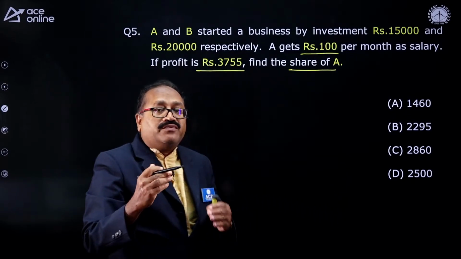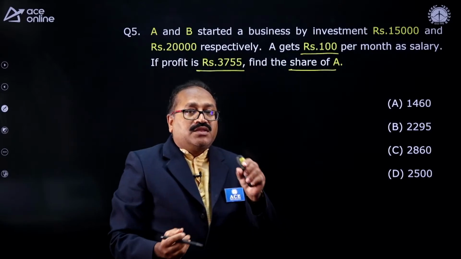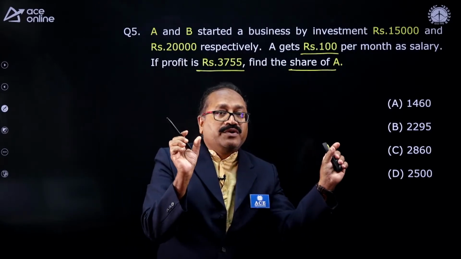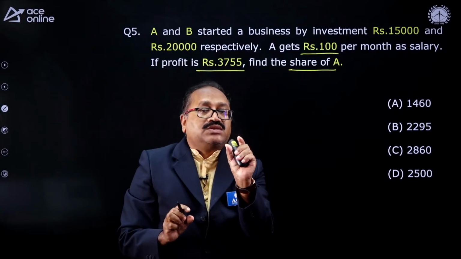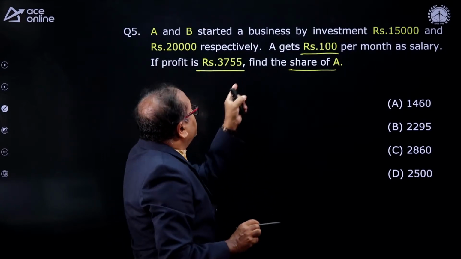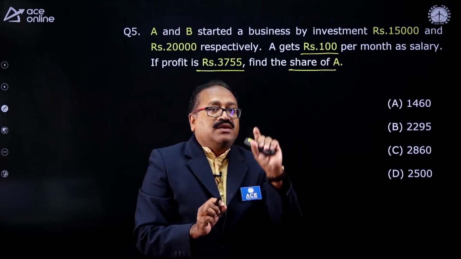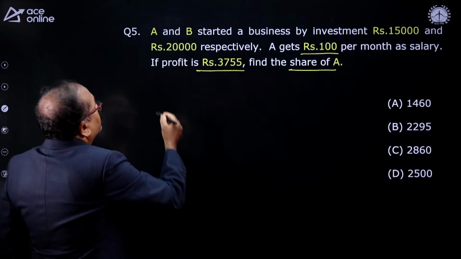And please remember that when you say share of A, it means A's salary plus A's profit part. That is A's share, because the salary is given from the profit. Therefore A's share is profit plus salary. So let's work it out here.